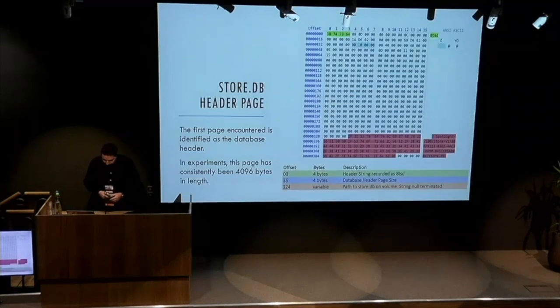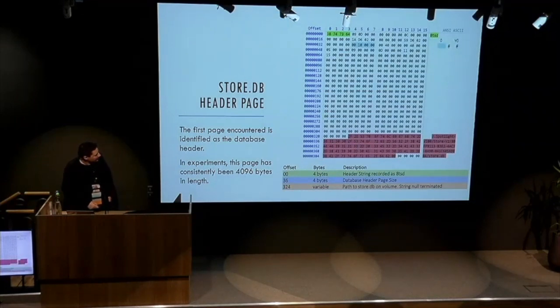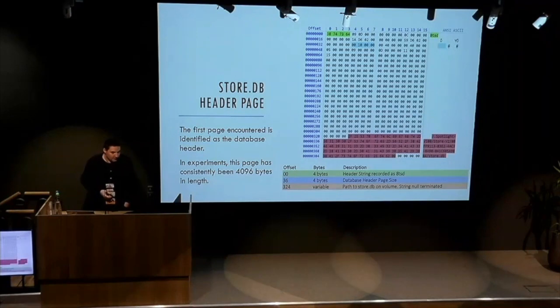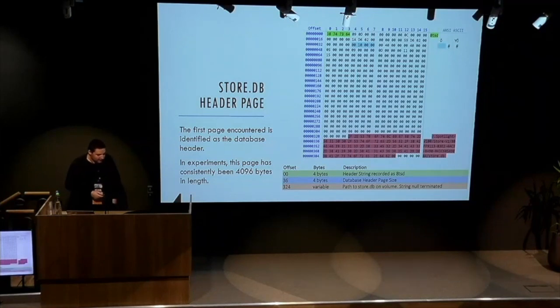Okay. So the header page looks something like this. So this is an example. In our experimentation, this page has always been 4096 bytes in length. Okay, that's not to say it always is, but in our experimentation, it always was. So you'll see here at the beginning of the file, you have the header string, which is 8TSD, which refers to the header page. You then have the page size, again, which has always been 4 kilobytes long. And then you have a variable length store.db file path, because, of course, it depends where that database file is being stored, so it's of a variable length, and that's a string to indicate where the DB file is, and that's terminated by a null.